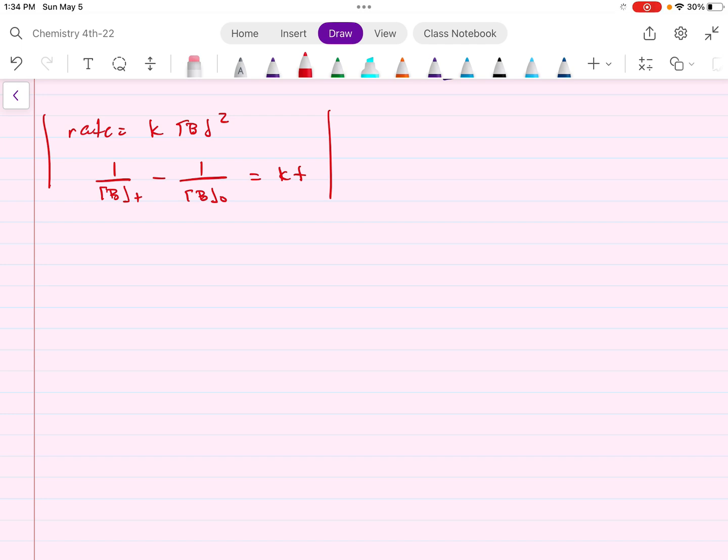The half-life reaction is pretty simple, right? The half-life of a reaction is equal to the ln of 2 over the reaction constant. Okay, so what is this talking about?